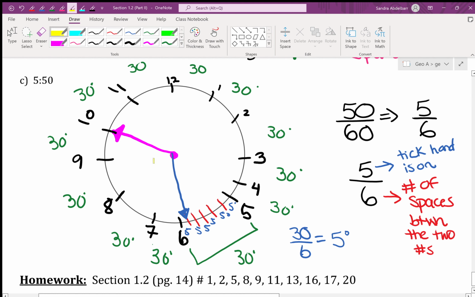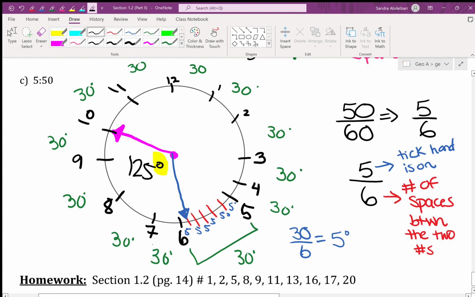Which angle is less than 180 degrees? The yellow or the blue? Julia? The yellow. The yellow is less than 180 degrees. So we're looking from here to here. That's the angle we're looking at. 30, 60, 90, 120. How many fives are included here? 125. Not 5 fives, because we want the angle less than 180 degrees.